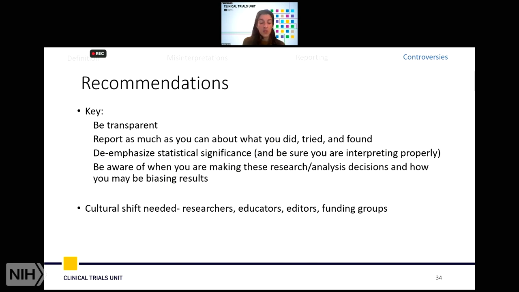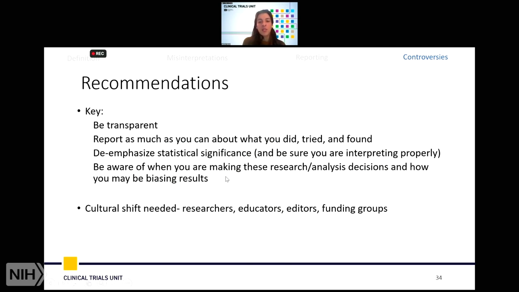And when you do talk about binary statistical significance, it should be in relation to a comparison that you've powered on. Otherwise, we don't really have any good interpretation here. And be sure that you're interpreting it properly, and be sure that you're thinking about those common misinterpretations.